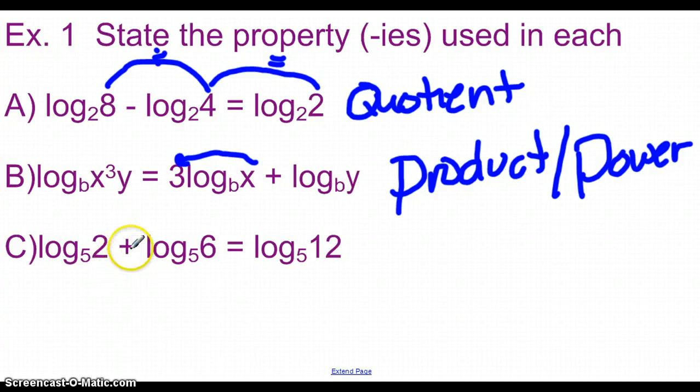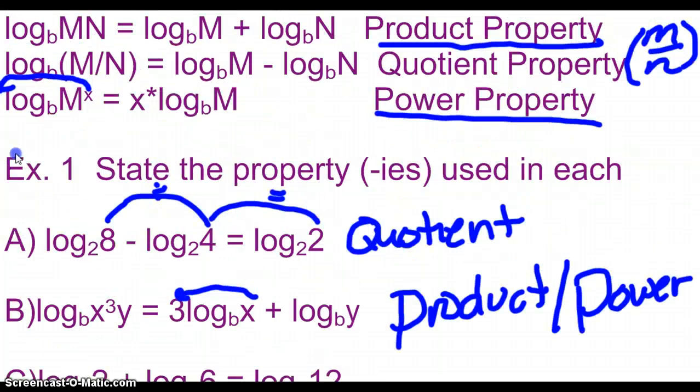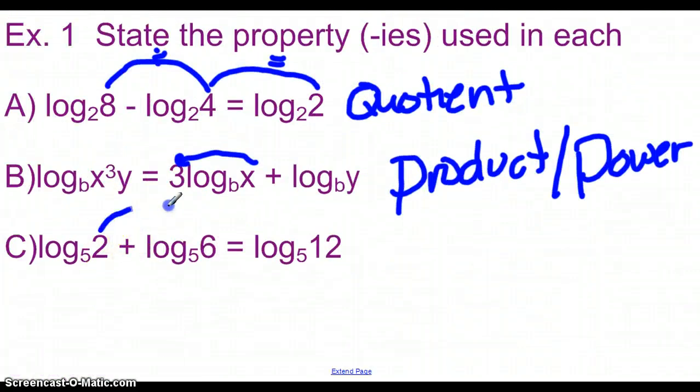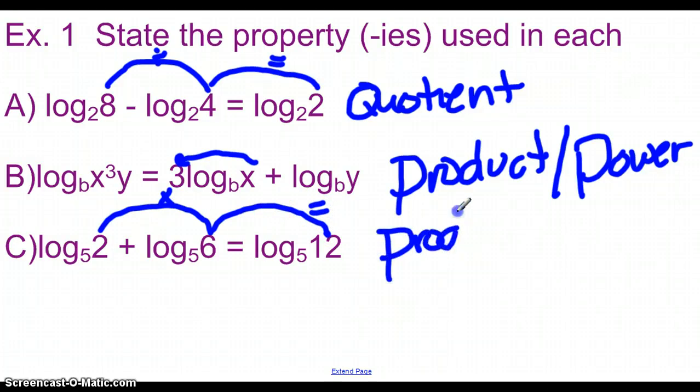Now on C, I see the plus sign again. And remember, the plus sign had to do with product property. So that means if I take these two and multiply them together, I should get 12. It should equal 12, which it does. So this is product. So some of the problems we're going to do are going to be simple. They're just going to ask you to identify them based on using the properties. Pretty simple.